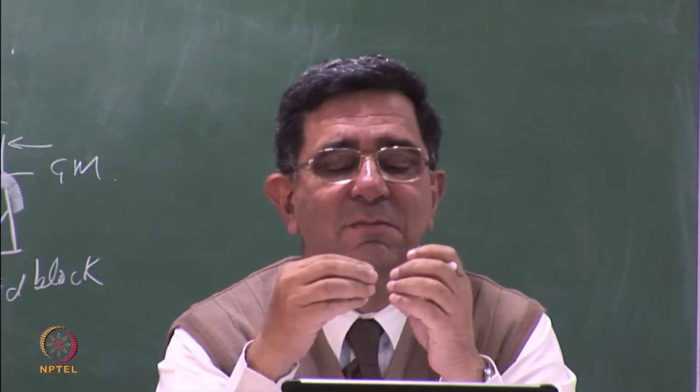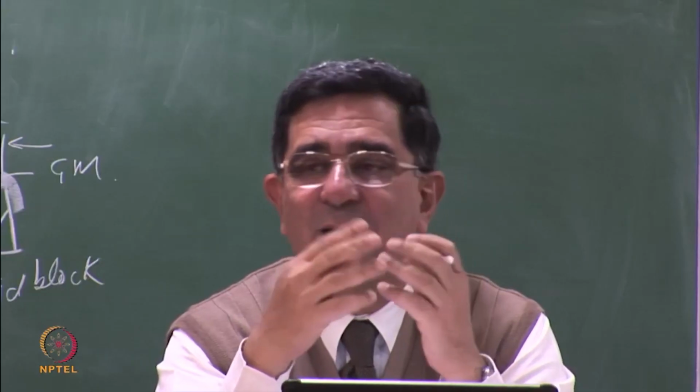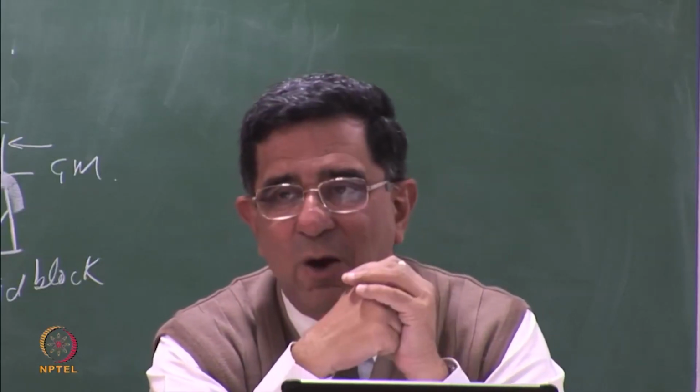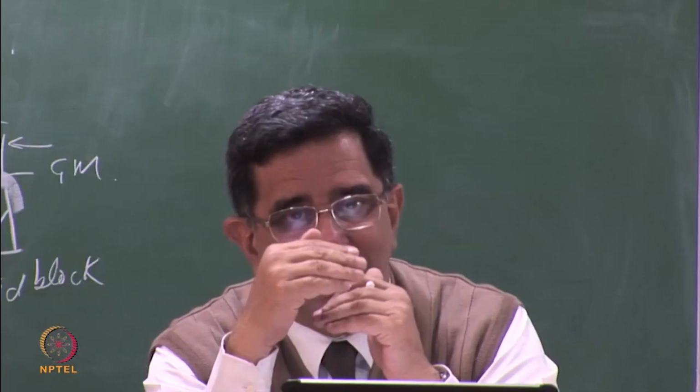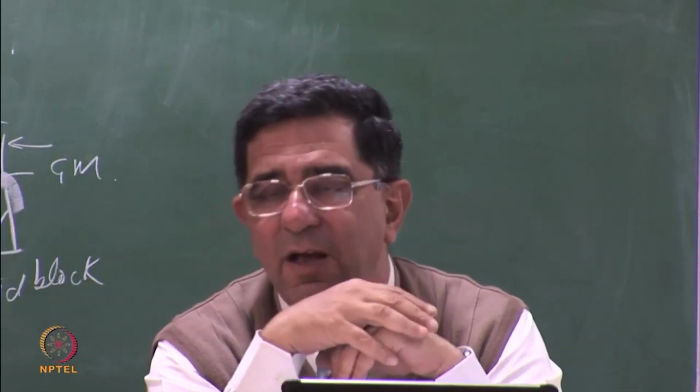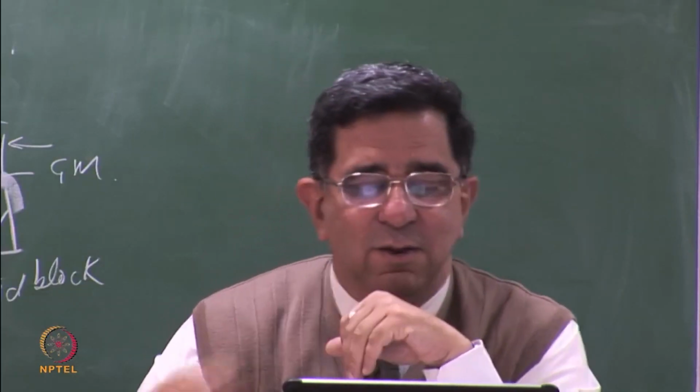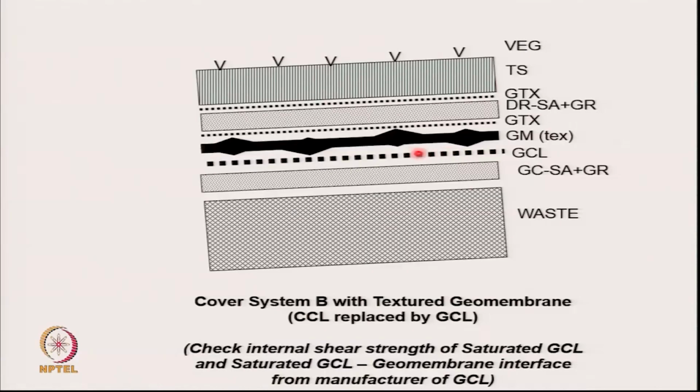The bentonite swells and it comes out of the pores. Where does the bentonite now touch? When the bentonite comes out of the pores, it sits on the underside of the geomembrane. So now you have a bentonite to geomembrane interface, and that is going to be super critical. So I have written here very clearly, first check the internal shear strength of saturated GCL and also the interface angle of saturated GCL to geomembrane.